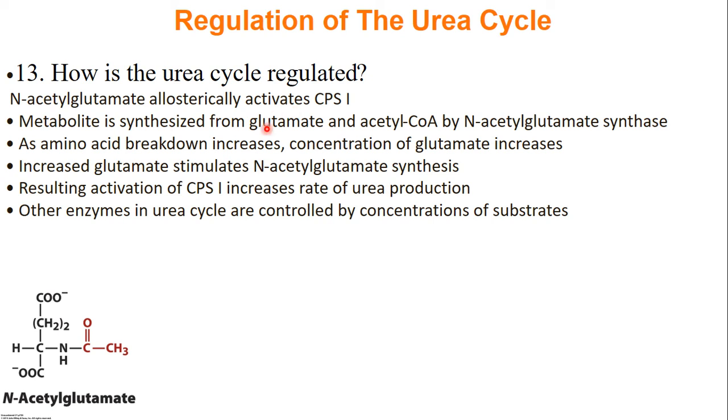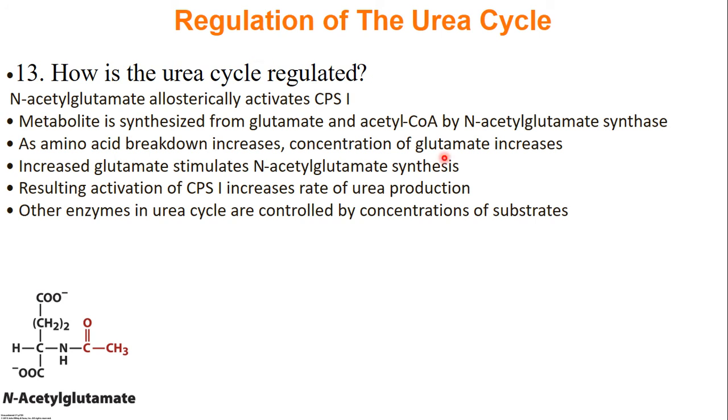So the regulation of this is that CPS1 is turned on by the molecule N-acetylglutamate, as shown here. And this metabolite is made from glutamate and acetyl-CoA by the enzyme N-acetylglutamate synthase. So as we break down amino acids, the concentration of glutamate will increase. The more glutamate we have, the more N-acetylglutamate we make, which will mean CPS1 will turn on and we'll run through the urea cycle, which again makes sense.